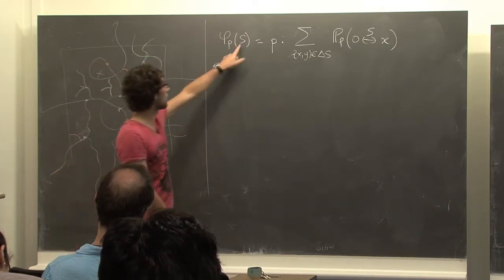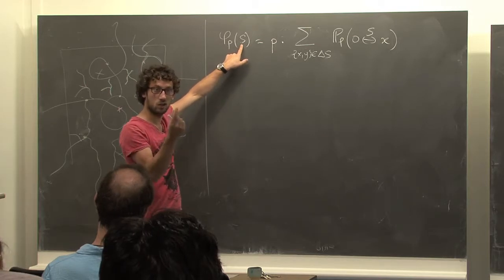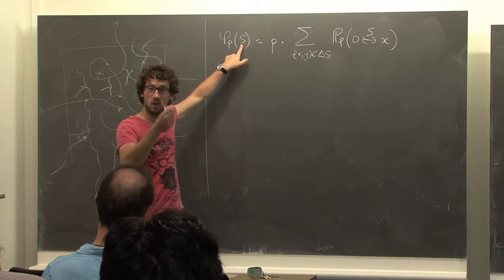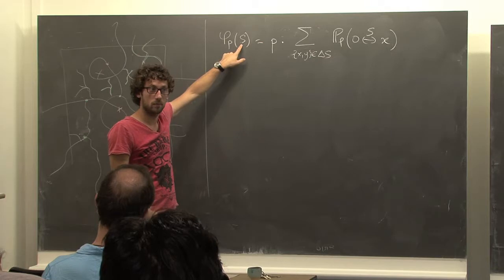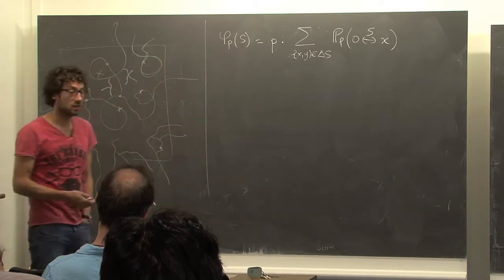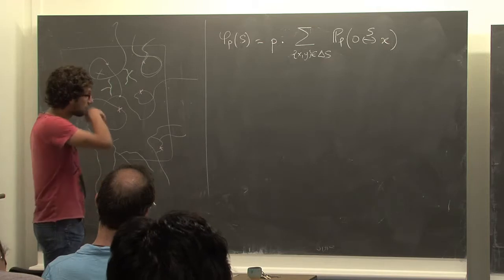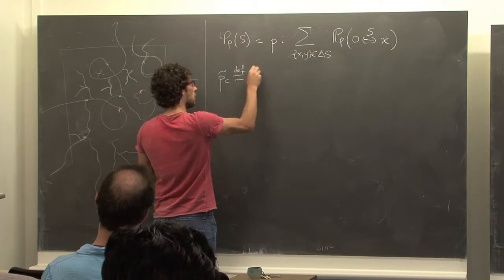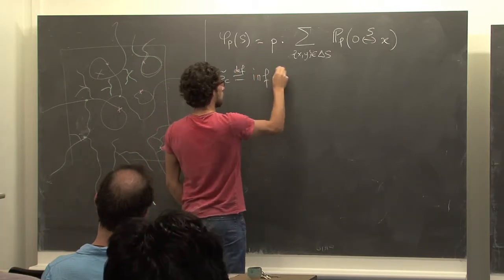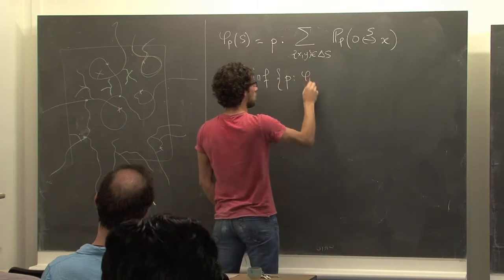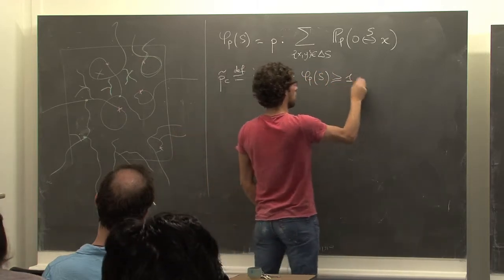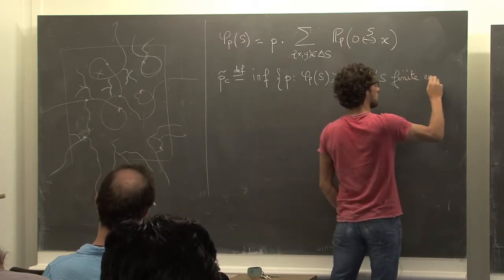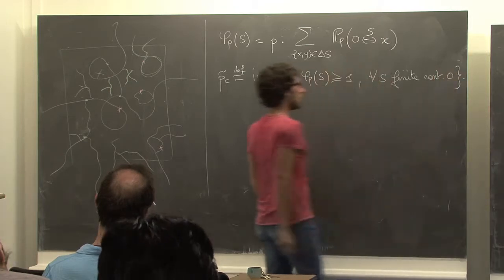I told you if you apply that to S, the singleton equal to 0, then you recover exactly this argument using just Peierls' argument, counting paths. But you can extend it to any set S containing 0. So let's define p_c tilde to be the infimum of the p such that phi_p of S is larger or equal to 1 for every finite S containing 0. I can define this quantity.